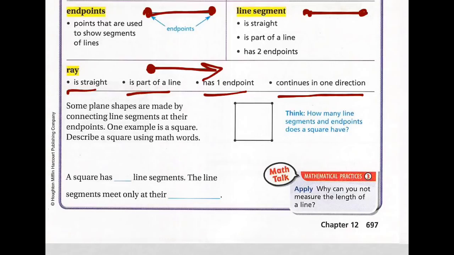Okay, some plane shapes are made by connecting line segments at their endpoints. One example is a square. Describe a square using math words. So we need to think about it. How many line segments and endpoints does a square have? Well, a square has 4 line segments. Remember, the line segments are connected by the points. There's 1, 2, 3, and 4. And the line segments meet only at their what? What are these called? Endpoints.